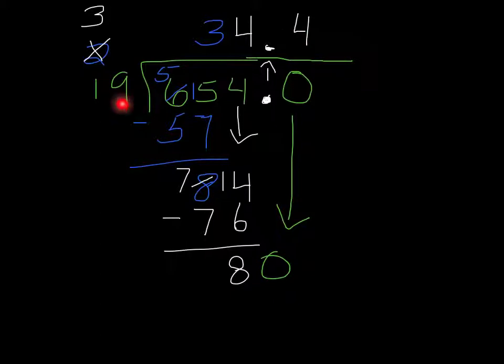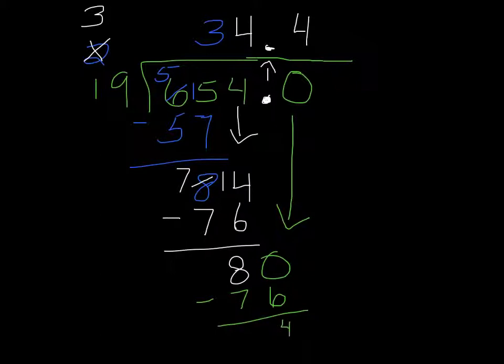19 goes into 80 4 times up here. Now we're going to multiply again just like we do. 4 times 19. And let's see what color. I'll go back to green. 4 times 9 again is going to be 36. 4 times 1 is 4, plus 3 is 7. I'm going to subtract 80 minus 76 is going to be 4.